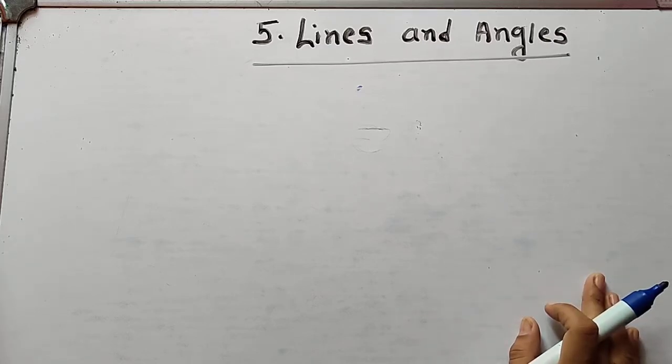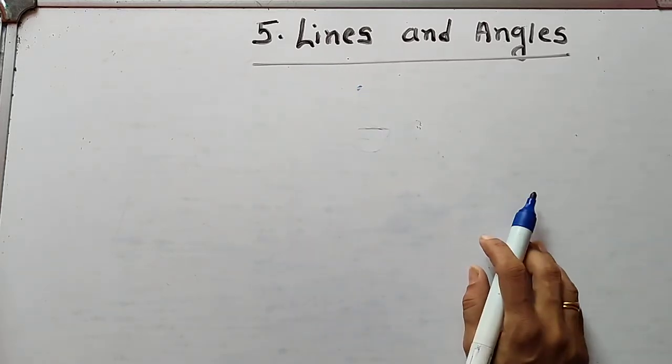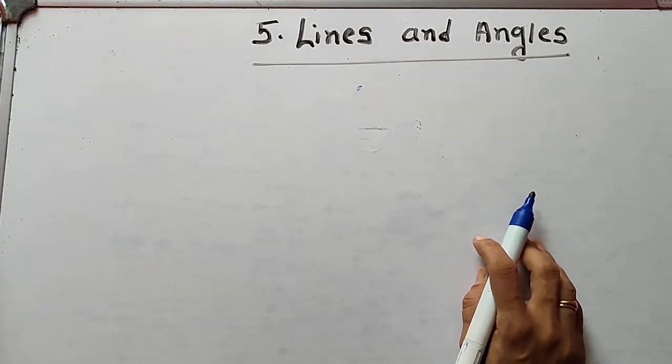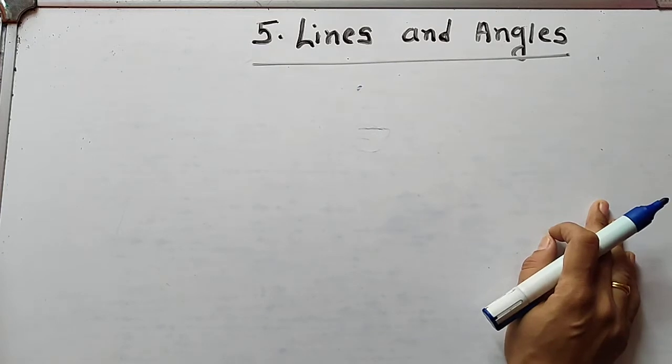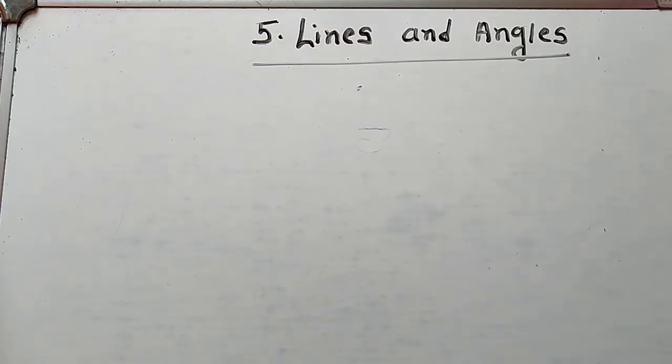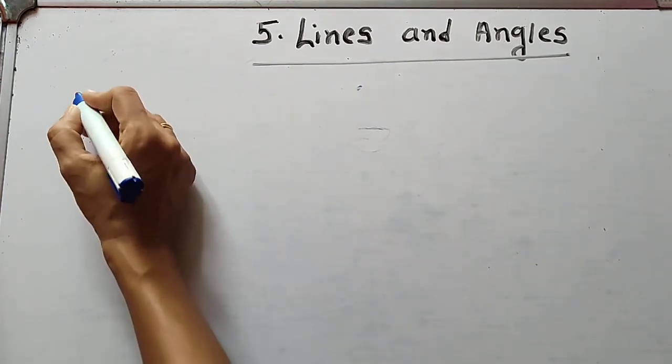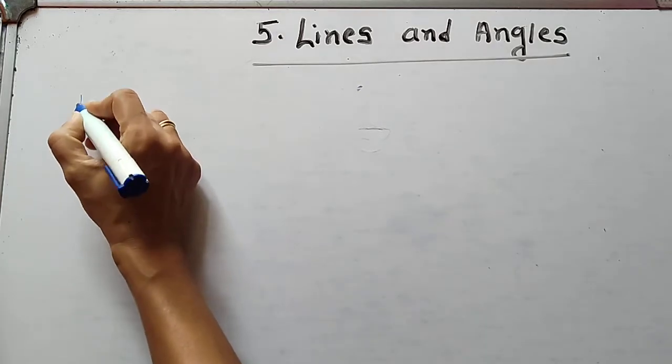Today we will start a new chapter, chapter number 5, lines and angles. So first we see some basic geometrical terms. First we see point. What is meant by point?